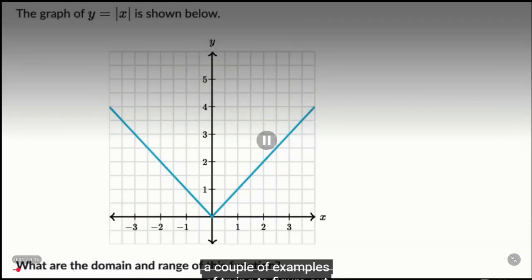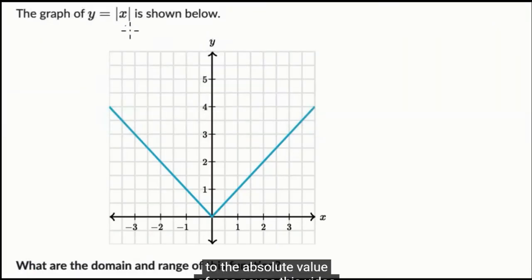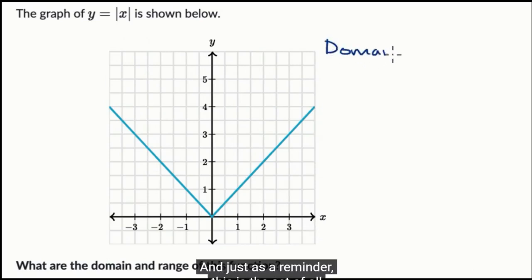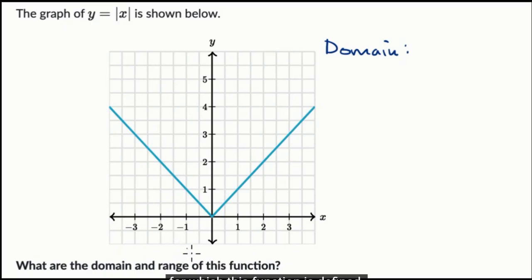All right, so let's do a couple of examples of trying to figure out the domain and range of a function based on a graph. So here we have the graph of y is equal to the absolute value of x. So pause this video and try to figure out the domain and range. All right, so let's start with the domain. And just as a reminder, this is the set of all of the x values that I can input into this function and get a valid output, or the set of all the x values for which this function is defined. Well, I can put any real number for x here and take the absolute value there. So I could say all real numbers.